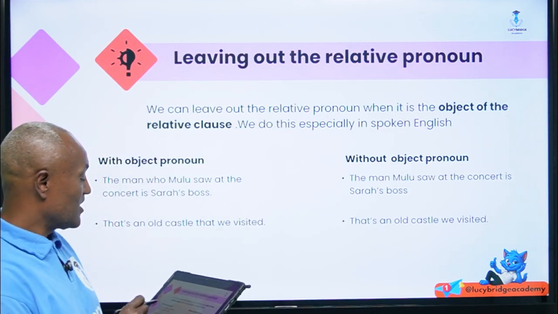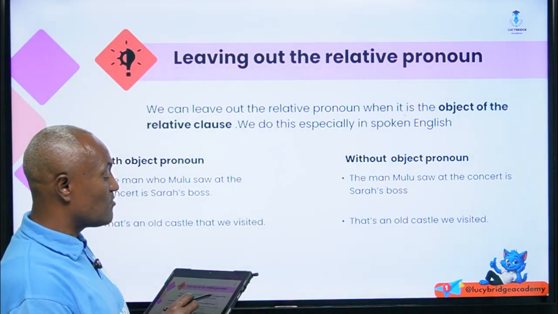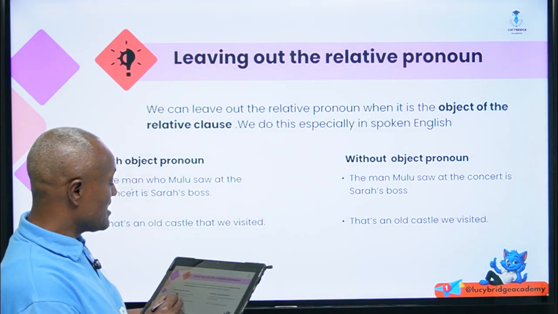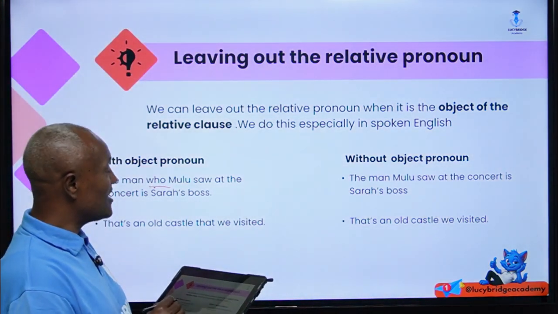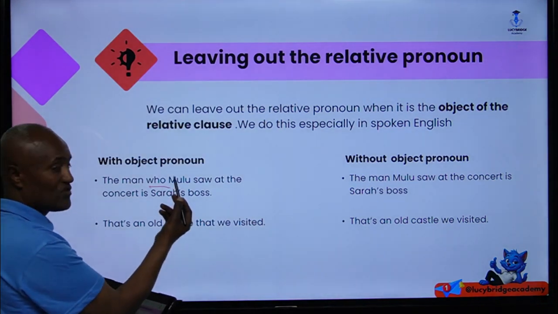For instance, here, we can leave out the relative pronoun when it is the object of the relative clause. For instance, the man who here is an object because it is followed by Mulu, that is the subject.